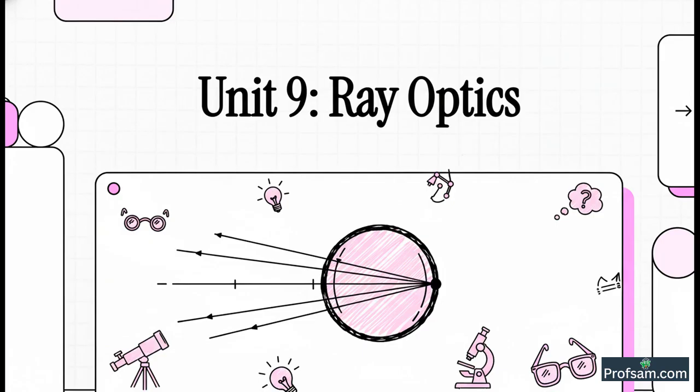Unit 9, Ray Optics and Optical Instruments. I know optics can sometimes feel a bit tricky, right? But I promise you, by the end of this session, the basic ideas will be so simple in your head, you'll remember them for life. And most importantly, we will learn exactly how to write our answers in the exams to get full marks.